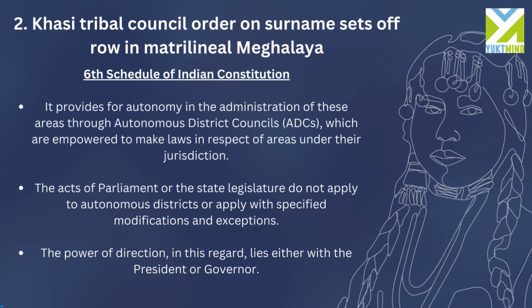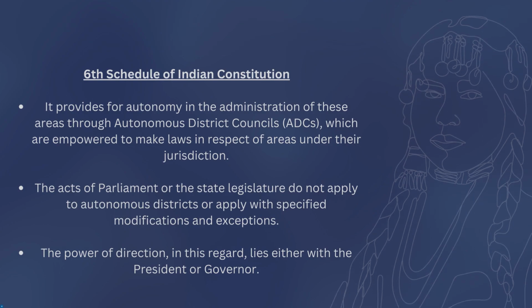6th Schedule provides for autonomy in the administration of these areas through autonomous district councils, which are empowered to make laws in respect of areas under their jurisdiction. That is, our Indian constitution allows tribals to live their way of life. The acts of parliament or the state legislature do not apply to autonomous districts or apply with specified modification and exceptions. That is, as per the requirements of the tribals. The power of direction in this regard lies either with the president or governor.